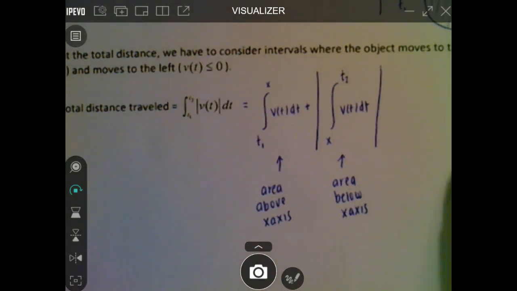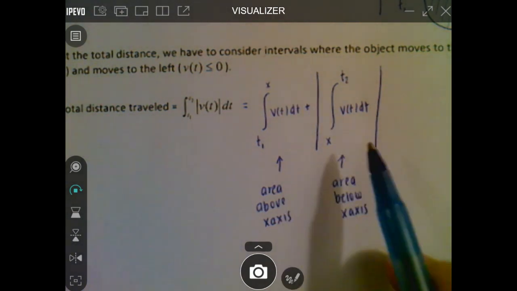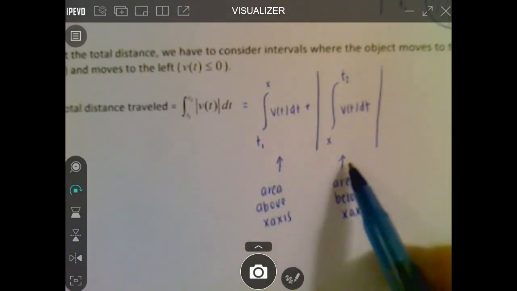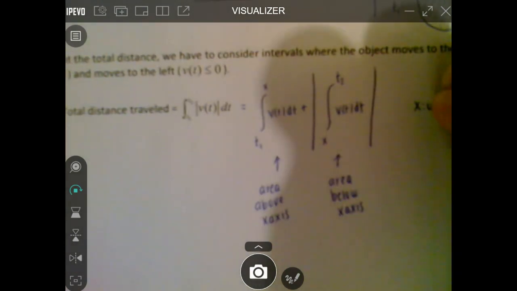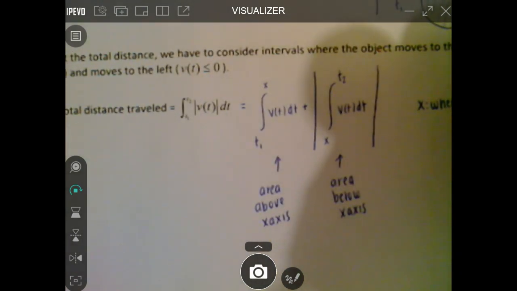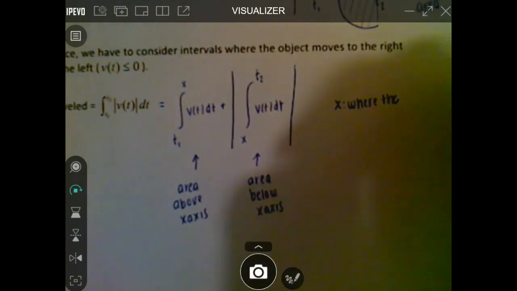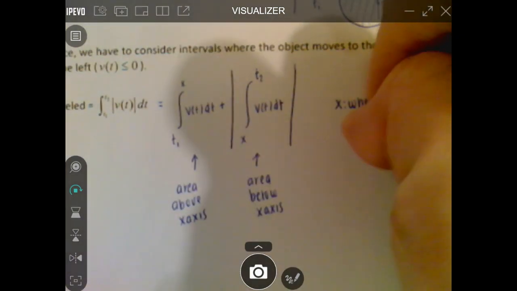Actually, before I talk about that, these x values, what do these x values stand for? The x's are actually where the particle changes direction. So x is where the particle changes direction.